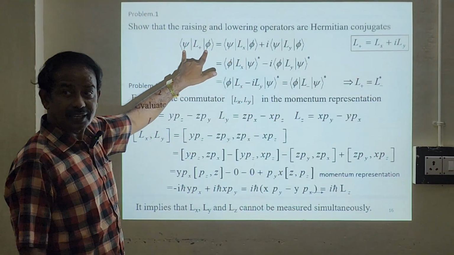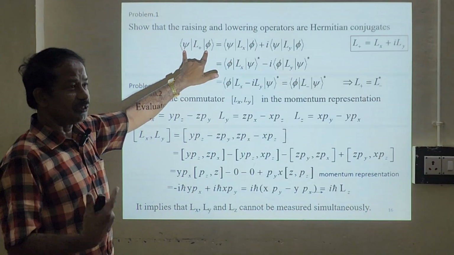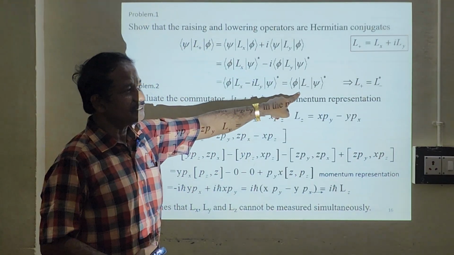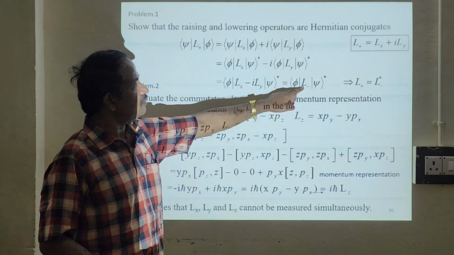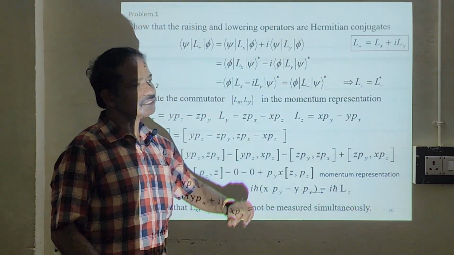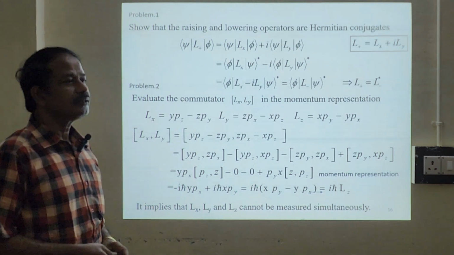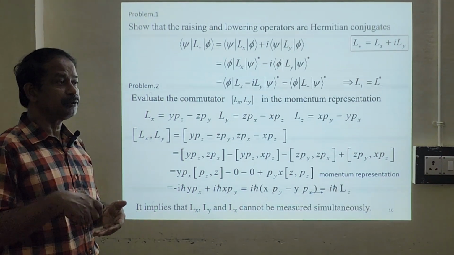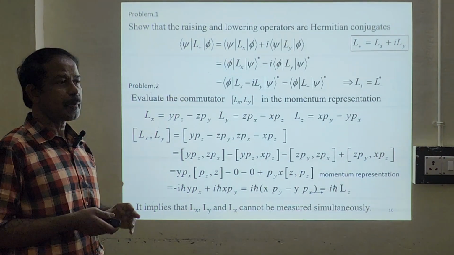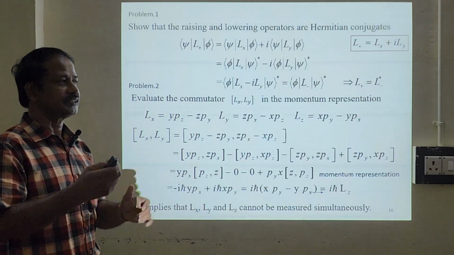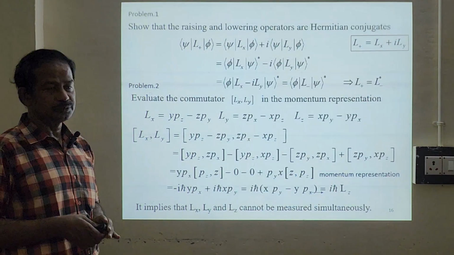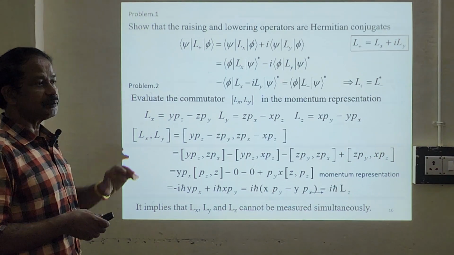And here we have interchanged bra and ket. So it means that L plus equals L minus with a complex conjugate. So it implies that the Hermitian conjugate of the lowering operator is nothing but the raising operator, and vice versa. Okay, so we have shown this one. Now we'll go for problem 2.